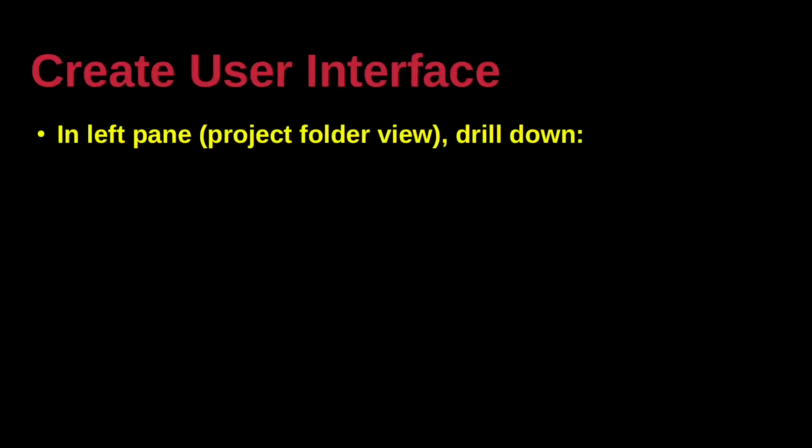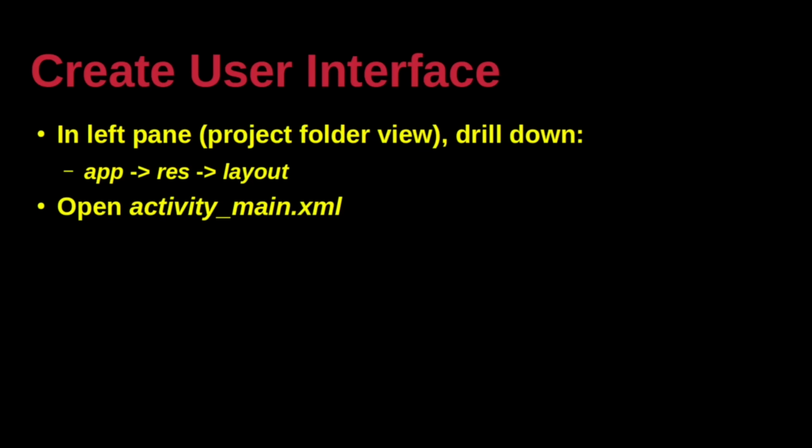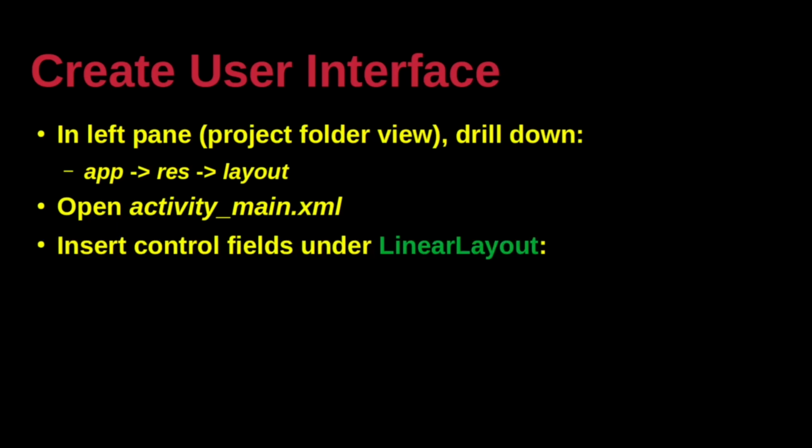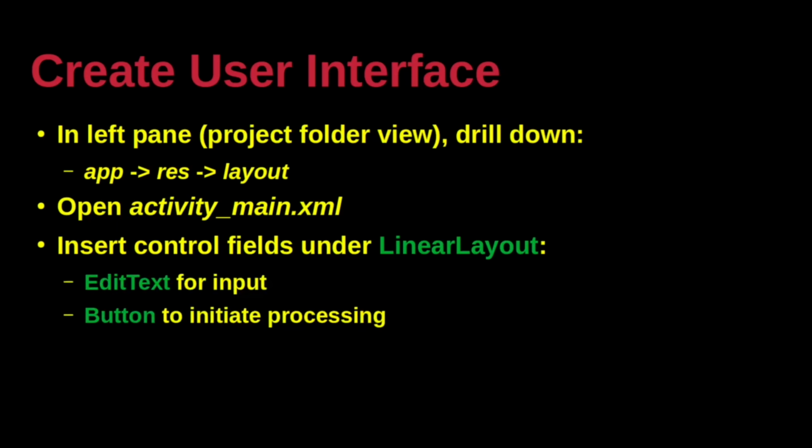This app has a very simple user interface. In the left pane project folder view, drill down from app to res to layout. Open activity_main.xml. Insert 3 control fields under linear layout. The first control field is edit text. The second control field is button. The third control field is text view. Essentially a bare essentials vertical grid.